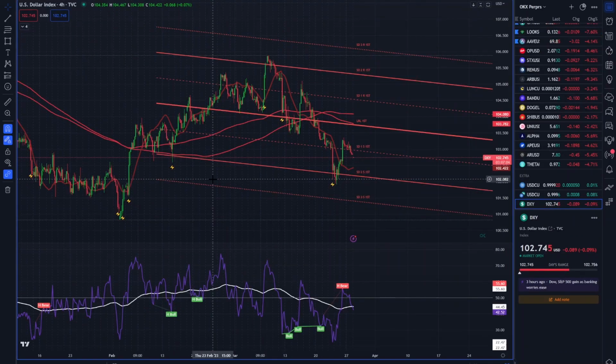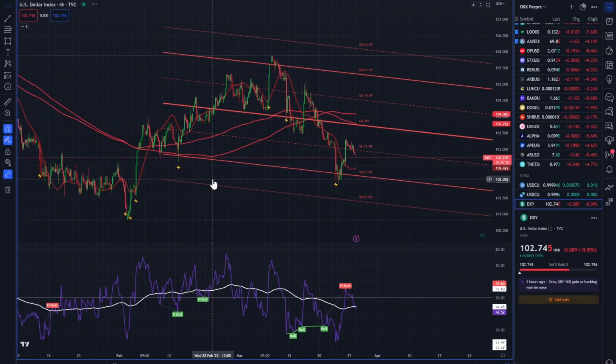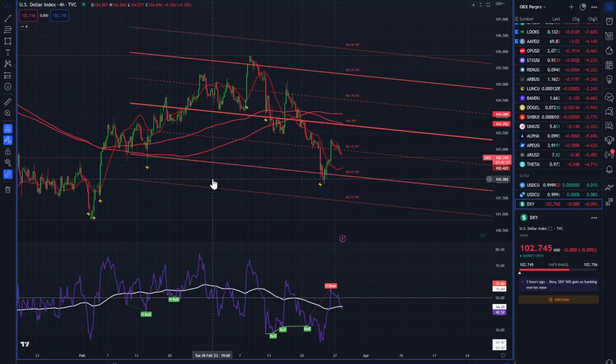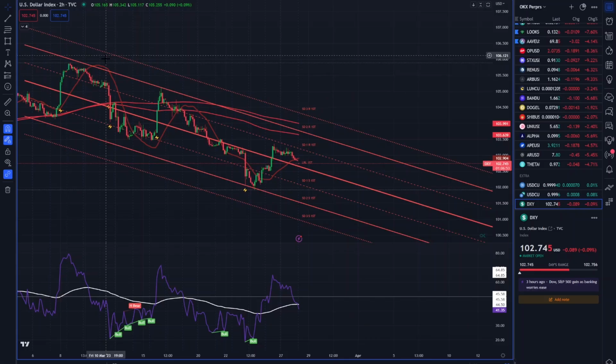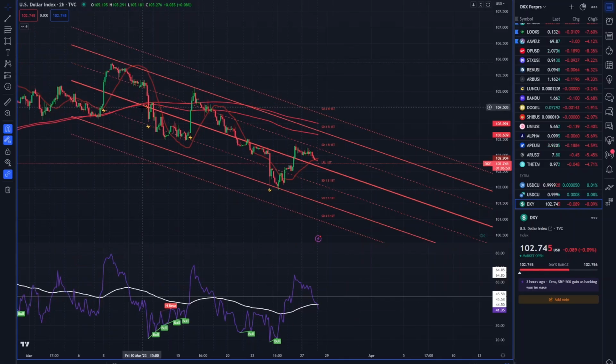Having a quick look at the DXY, and we are no longer in our short-term uptrend. We've definitely broken down on that. If we have a look at the 2 hour at the linear regression channel, we definitely have a clear downtrend.